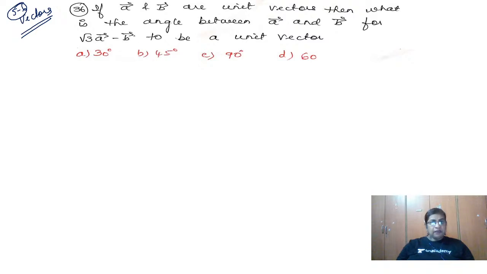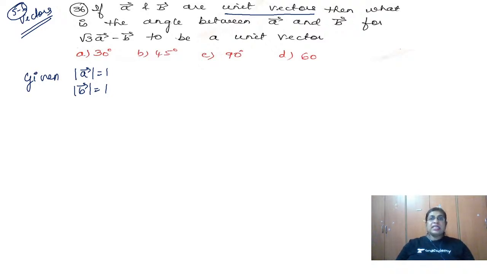If vector A and vector B are unit vectors, what comes to my mind when the word unit vector is given? Unit vector means its magnitude is equal to 1. So that means magnitude of A is 1 and magnitude of B is also 1. So let me write what is given. Given magnitude of A is equal to 1, magnitude of B also is equal to 1. How do I know this? Because of the word unit vectors.